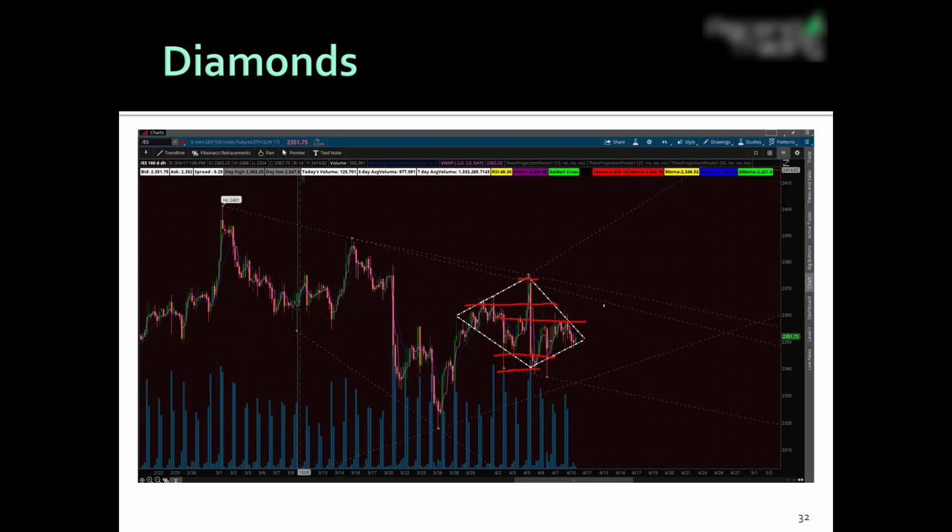And you do have to be careful with trading diamonds, because they do have the tendency to form head and shoulders.